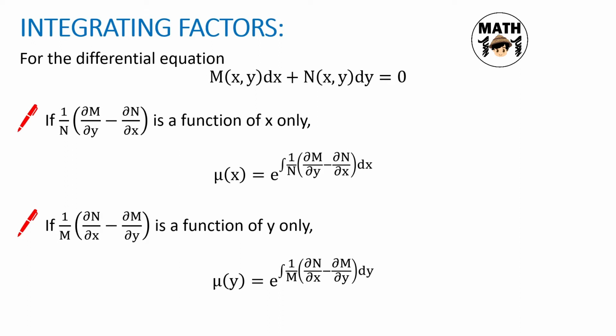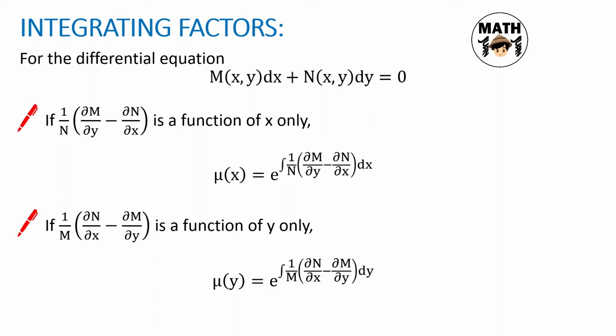If we instead get 1 over m multiplied by the partial of n with respect to x minus the partial of m with respect to y, and we get a term that is a function of y only, we can determine the integrating factor for that differential equation that will make it exact, and that is equal to e raised to the integral of 1 over m times the partial of n with respect to x minus the partial of m with respect to y, dy.